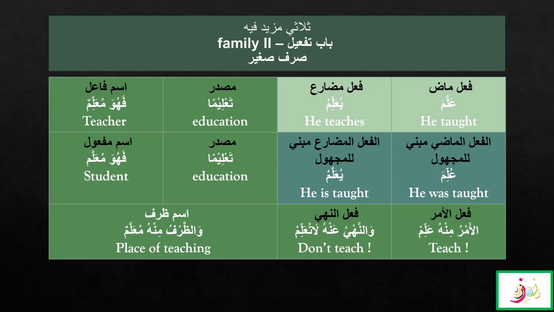Just the U-E sound. Just don't forget the U-E sound. Anta ullimta. Ta is, you know, from anta we get the ta. Ullimta. Antuma ullimtuma. Antum ullimtum. Anti ullimti. Antuma ullimtuma, the same. Antunna ullimtunna. Ana ullimtu. Nahnu ullimna. This is how you are going to recite the chart for فعل ماضي مبني للمجهول.